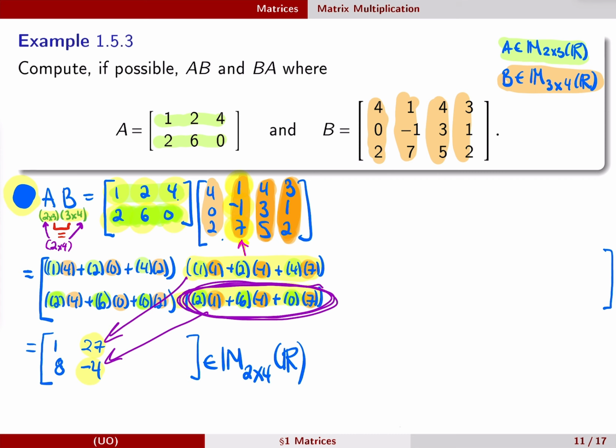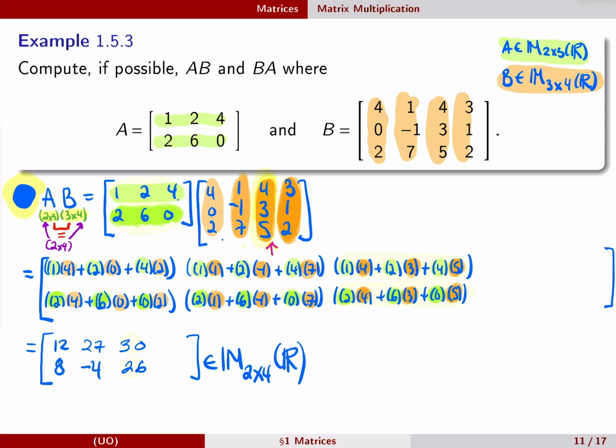And then again, a lot of rinse and repeat here. If you take the column 4, 3, 5, and you lay it down on 1, 2, 4, and 2, 6, 0, you can see that for the first row, third column, you're getting 1 times 4 plus 2 times 3 plus 4 times 5. And on the second row, third column, you're getting 2 times 4 plus 6 times 3 plus 0 times 5. And you should double check that these computations add up to 30 and 26. And then one more column.